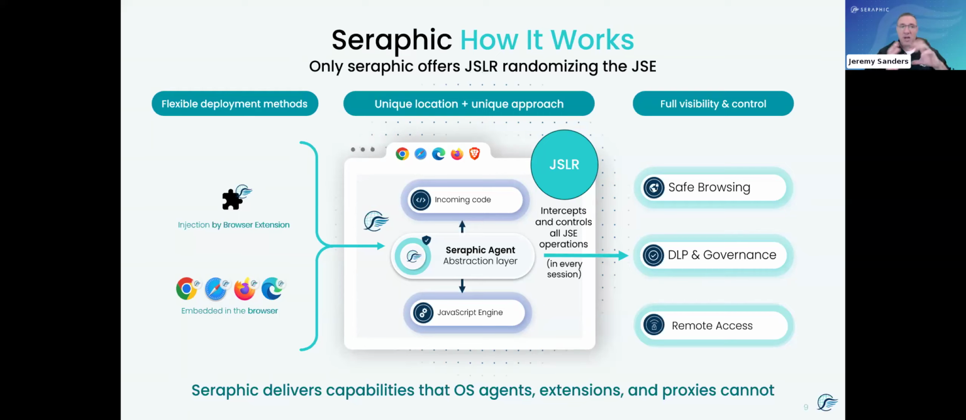And then that JSLR, let's talk about that for half a second. We're randomizing how the browser uses its memory space, right? It's very similar to ASLR on the operating system, right? But what it means is you cannot run a memory-based CVE against the browser we're protecting. Doesn't matter what browser it is, right?